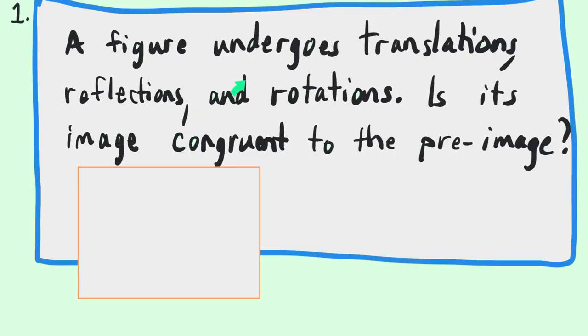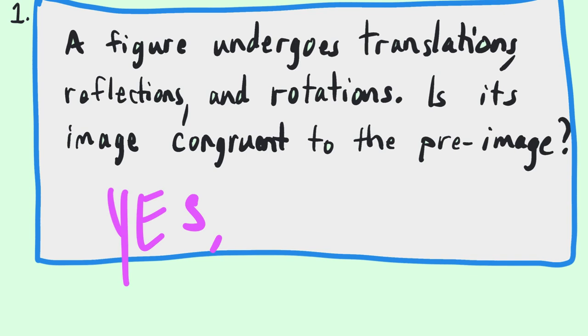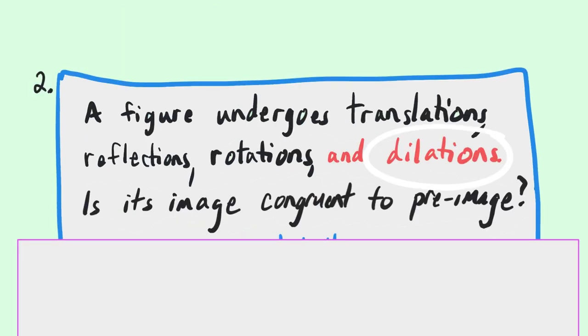In groups, we asked, if a figure undergoes translations, reflections, and rotations, will the image be congruent to the pre-image? And the answer was yes. When we asked why, groups discussed, these are rigid transformations. When you reflect, rotate, and translate, the shape doesn't grow or shrink, doesn't change shapes. It stays exactly the same. It's rigid.